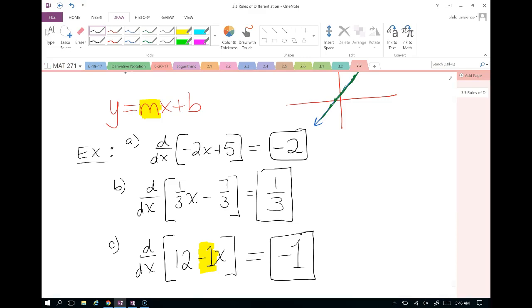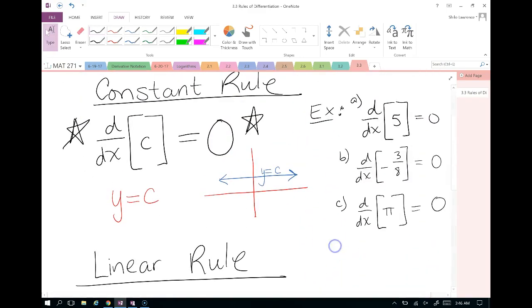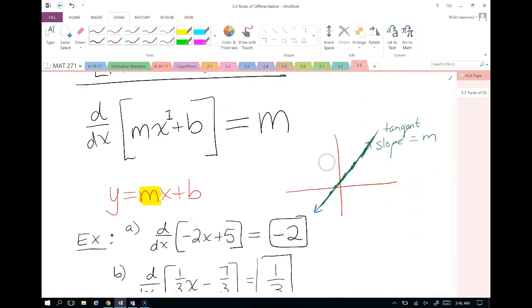The 12 is a constant. That's our y-intercept. That's not going to have any effect on the slope. The slope comes from the coefficient on your x when you're looking at lines. So the derivative for constants are always 0. And the derivative for linear equations, well, linear equations have a set slope along the entire line. So the derivative is just the slope.